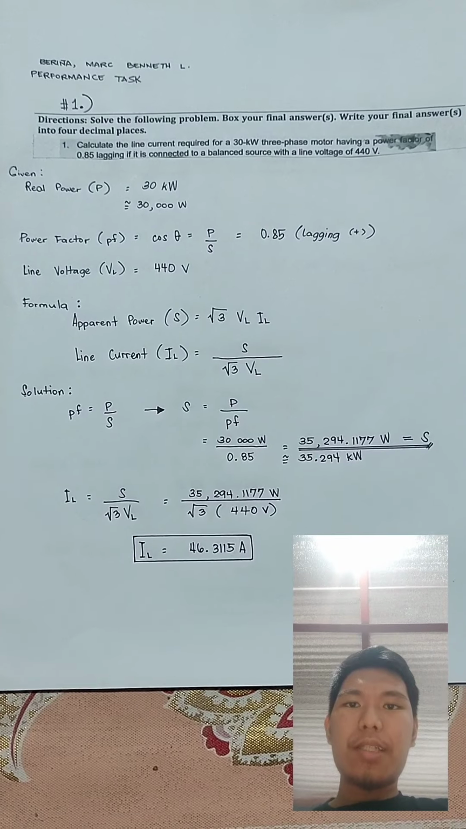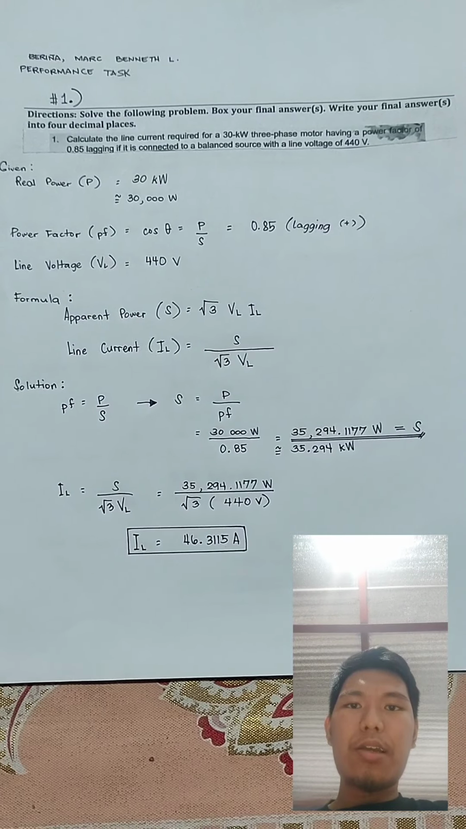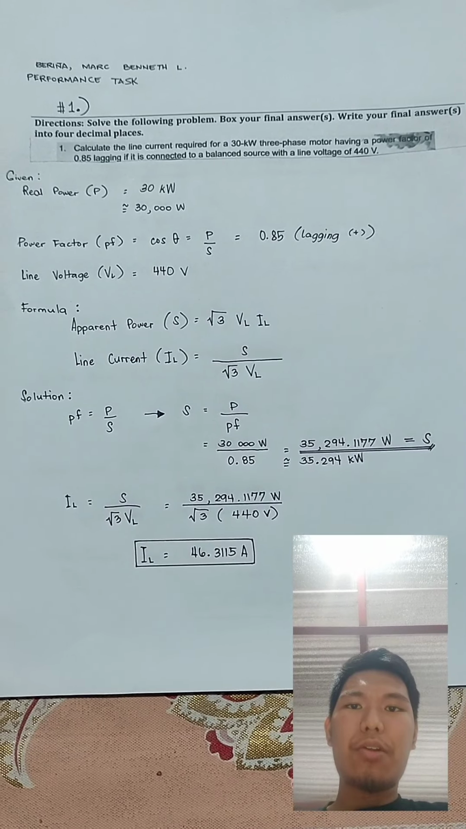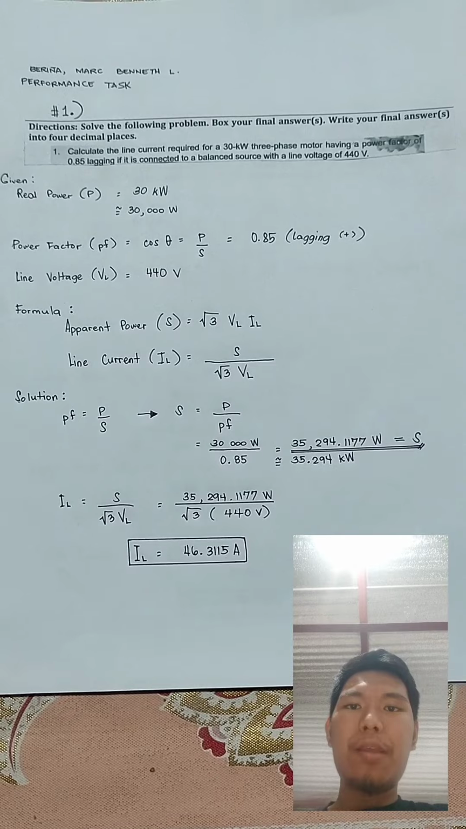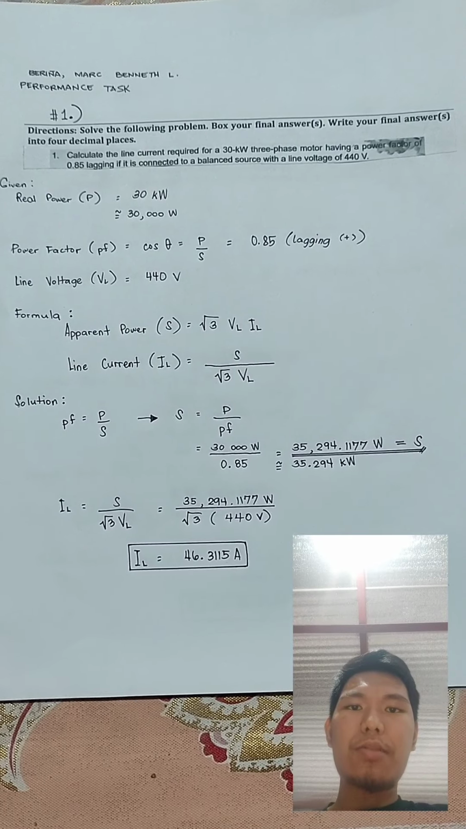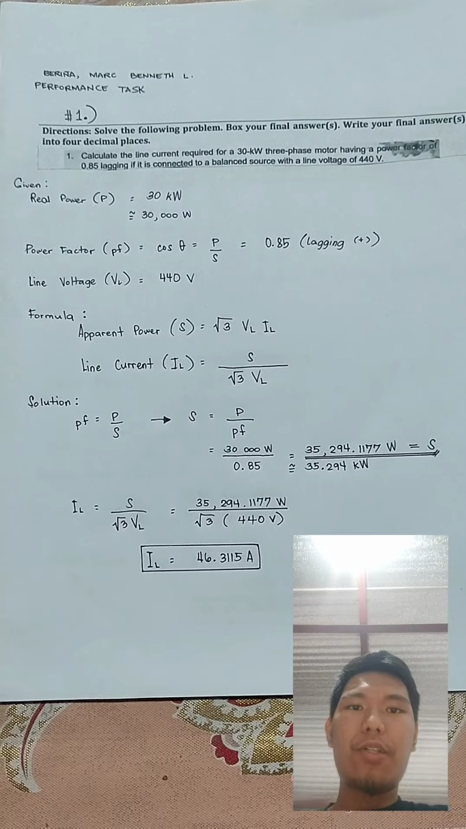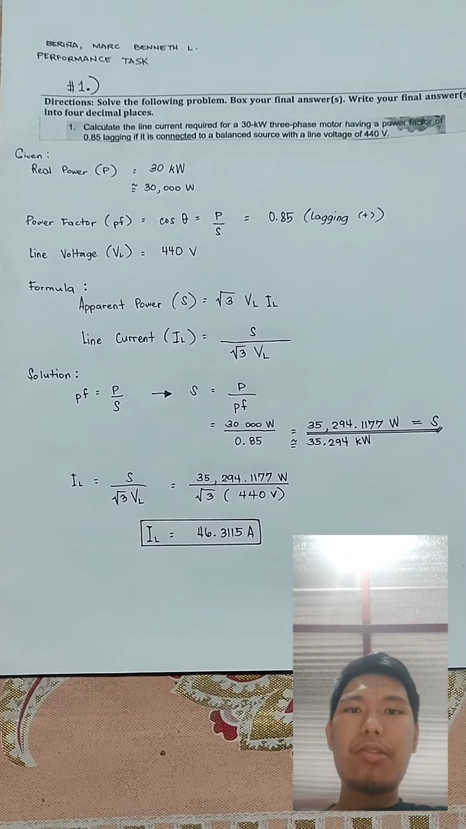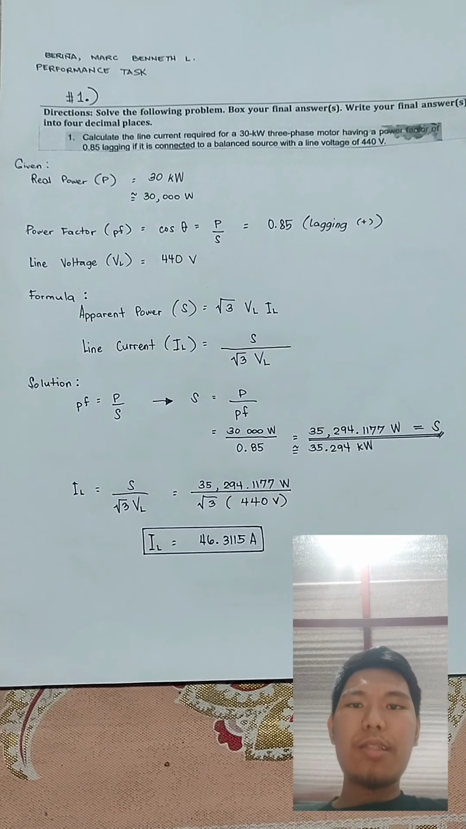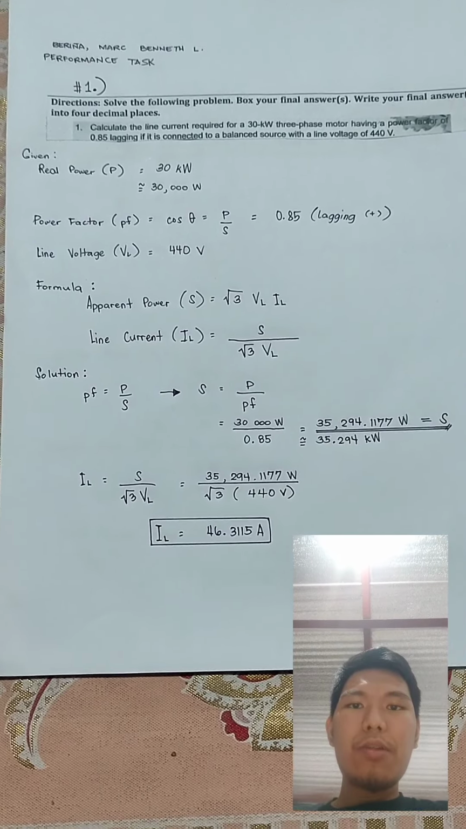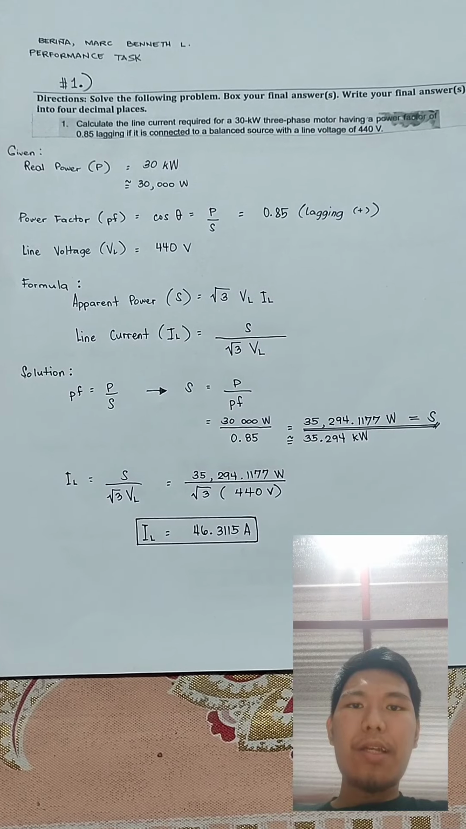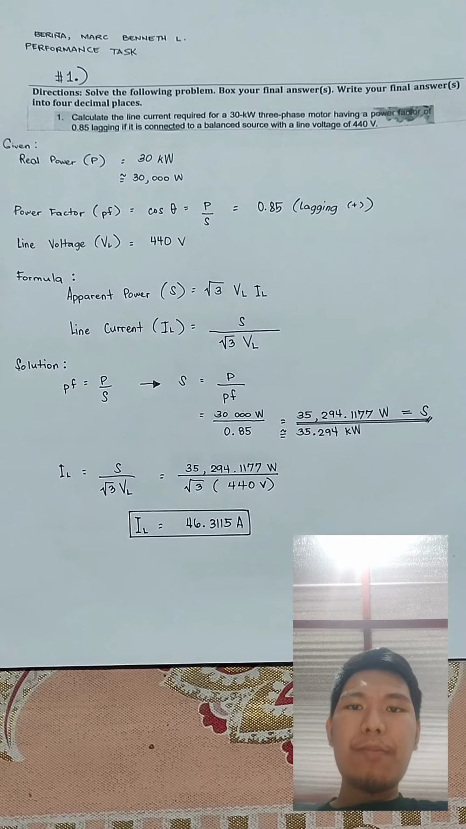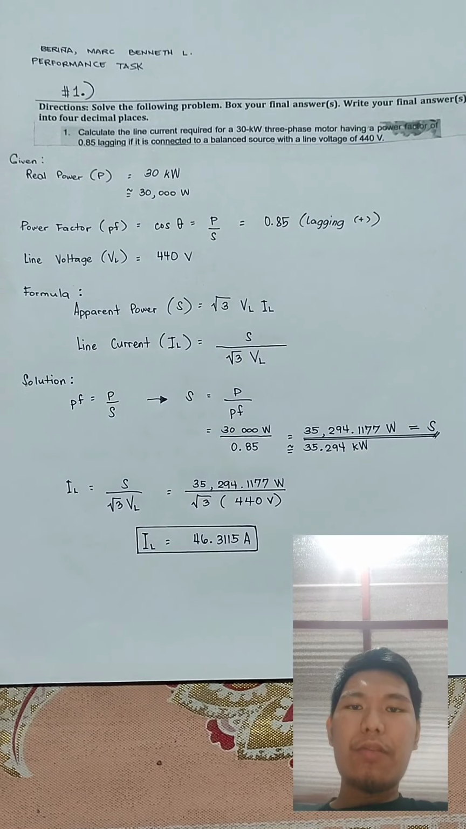For performance task number 1, calculate the line current required for a 30 kW 3-phase motor having a power factor of 0.85 lagging, if it is connected to a balanced source with a line voltage of 440 volts. Our given is real power P equals 30 kilowatts or 30,000 watts. Power factor, with the formula cos theta equals P over S, equals 0.85 lagging. Line voltage VL equals 440 volts.